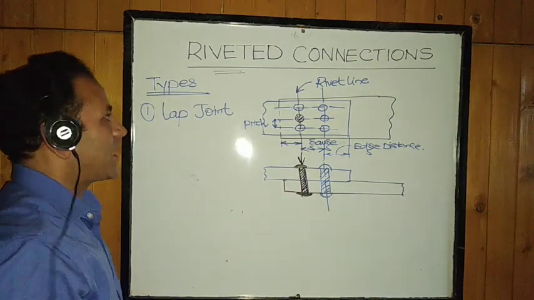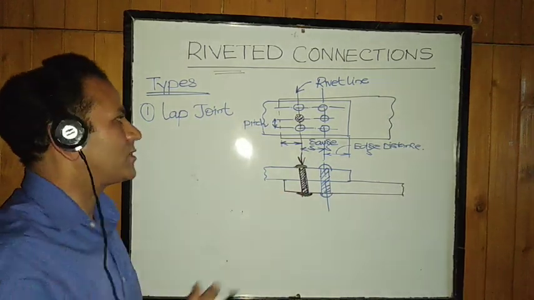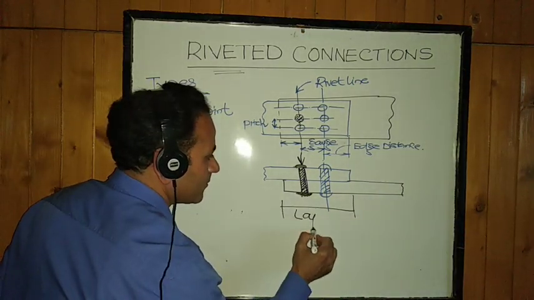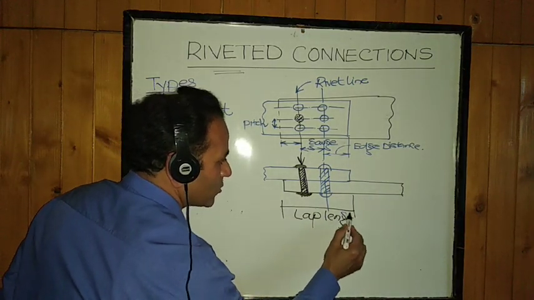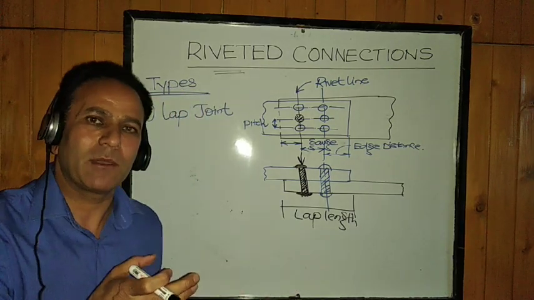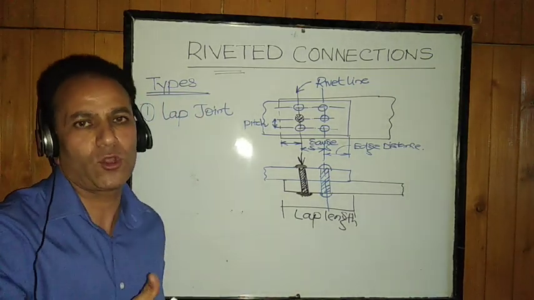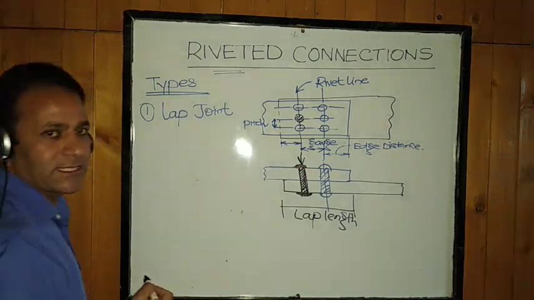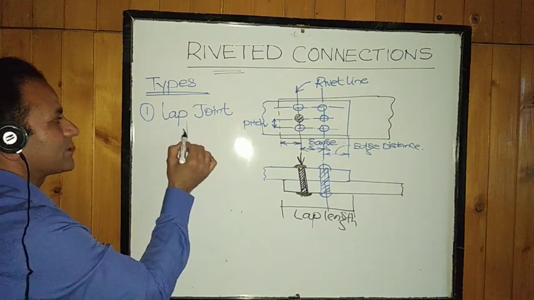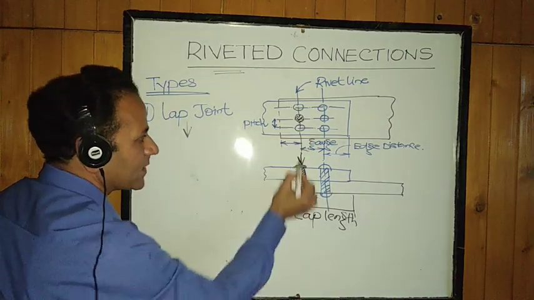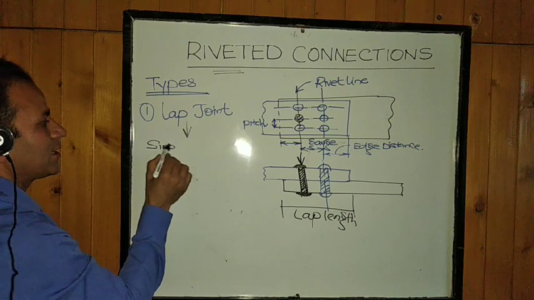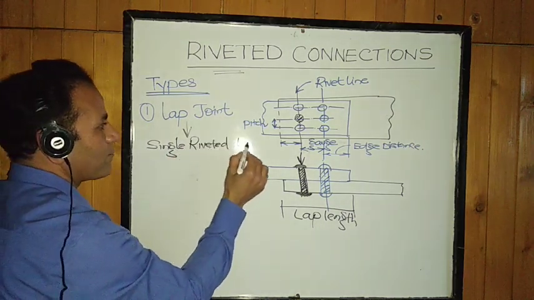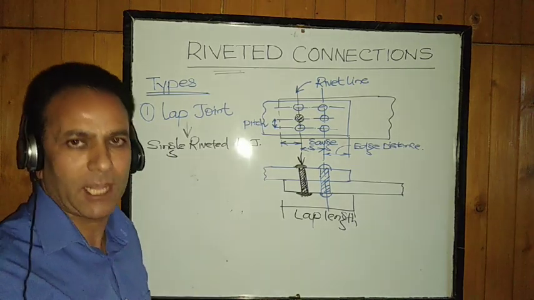That pattern is decided and certain rivets are provided in this form, but the members are kept lapped. This is the lap length. So we have to maintain this lap length, a minimum one which is required for economy purposes. Now depending upon how many rivet lines there are, we designate this further. If there is only one rivet line, we call it a single riveted lap joint.